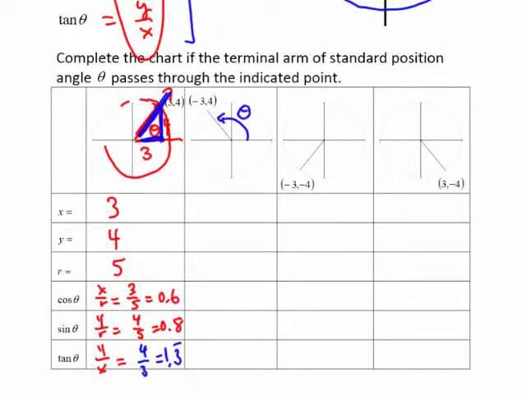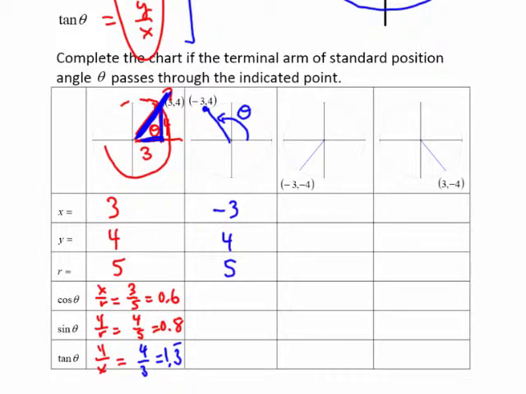In the next question, I've got my standard position angle terminating in quadrant 2. So this is my angle. Again, I don't know the exact measure of it, but the point is (-3, 4), which you'll probably realize is a reflection of the terminal arm from quadrant 1 over to quadrant 2. So if I were to figure out what this radius was, well, it would still be the same. It would still be 5.